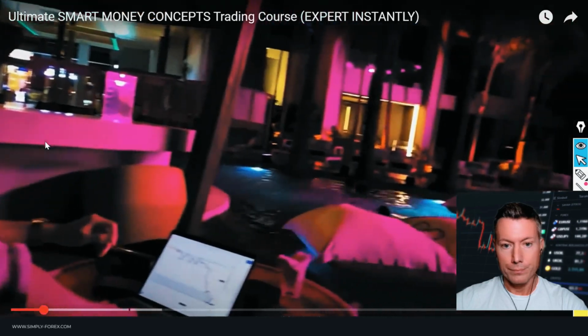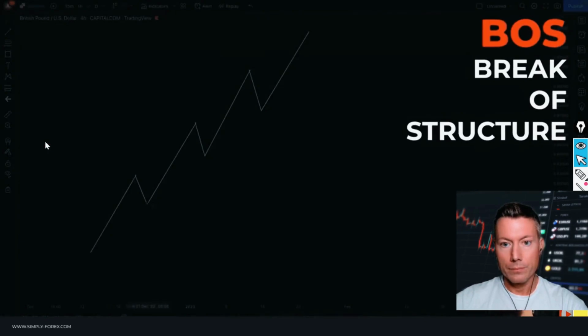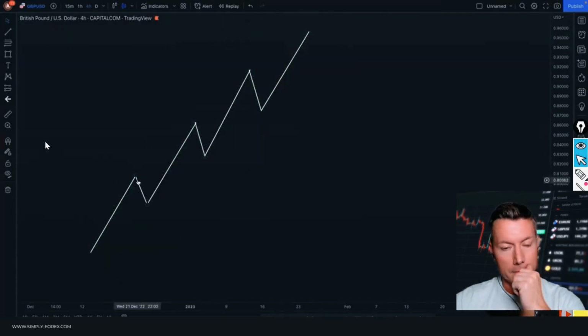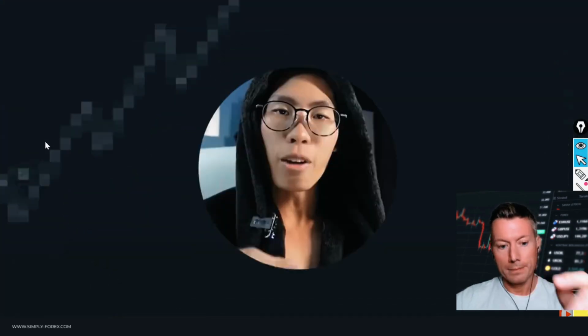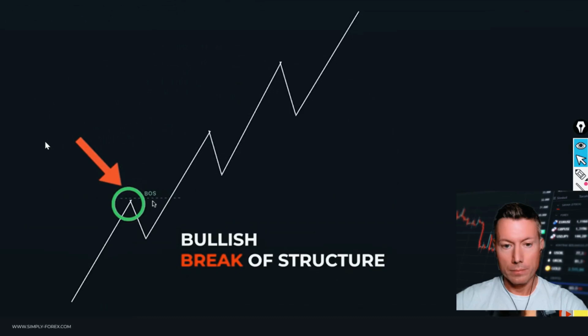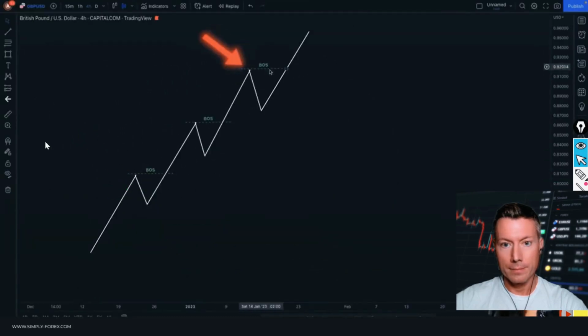Firstly, let's talk about BOS, or break of structure. So in an uptrend, price will be looking like this. You'll be making your higher highs and higher lows. Every time price breaks through a new high, this is what we call a bullish break of structure, or BOS. So there's a break of structure here, there's another break of structure right here, and another break of structure right here whenever price breaks the previous high.